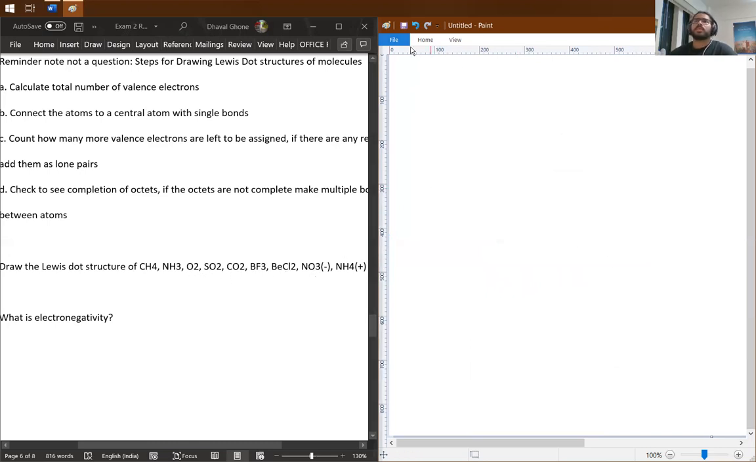Next one's O2. O gives 6. The other O gives 6. So you really have 12 electrons to fill in. There's no central atom, so I want to connect them together. I have used 2. That is, one bond has 2 electrons. So I have 10 more to fill in. 1, 2, 3, 4, 5, 6, 7, 8, 9, 10.